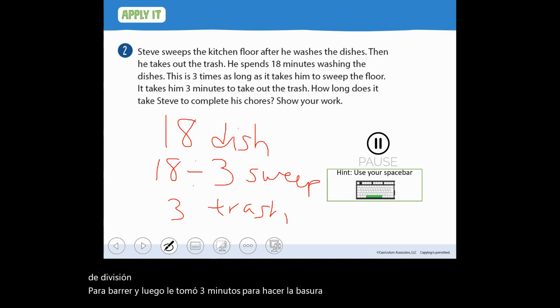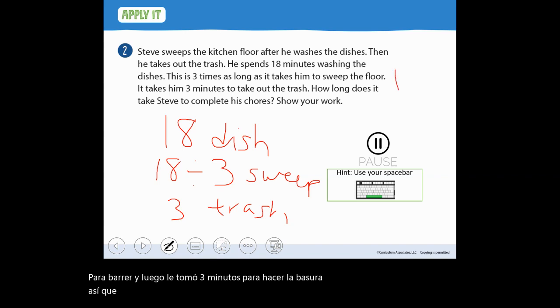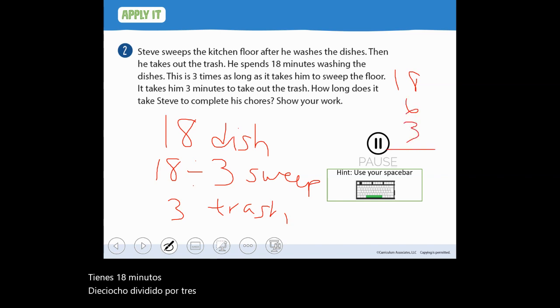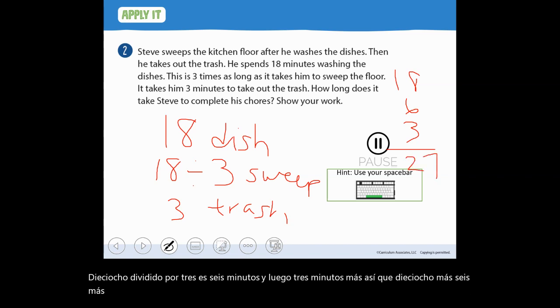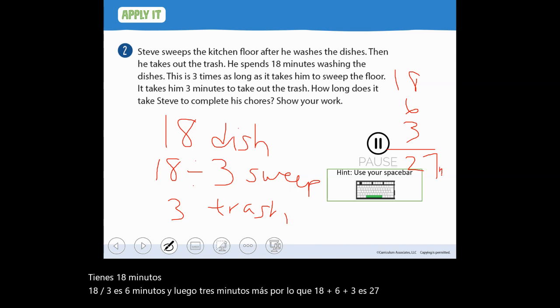So you have 18 minutes. 18 divided by 3 is 6 minutes, and then 3 more minutes. So 18 plus 6 plus 3 is 27. 27 minutes. I'm going to write minutes right there. I don't have any more room on the slide.